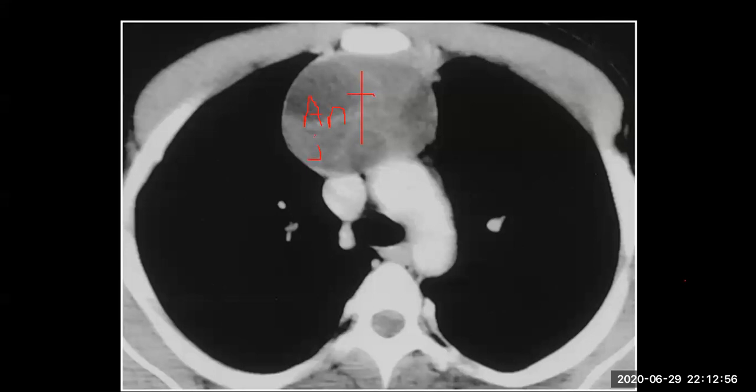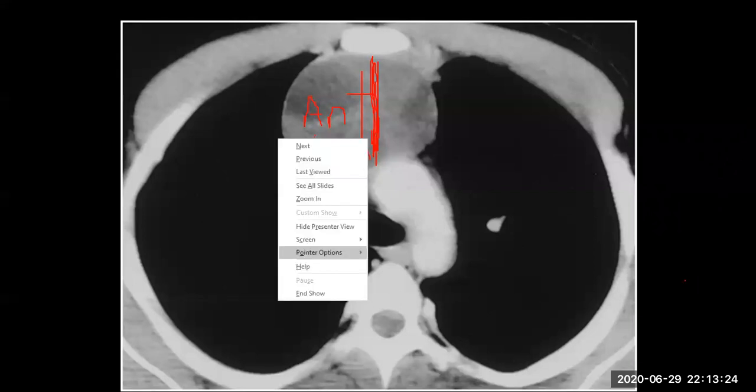Anterior junctional sign, okay? Anterior junctional sign. And that sign becomes blurred in the anterior, and once it is obliterated, it means an anterior mediastinal mass. And we also have the posterior junctional line, and if it is also obliterated, it is a posterior mediastinal mass, okay?